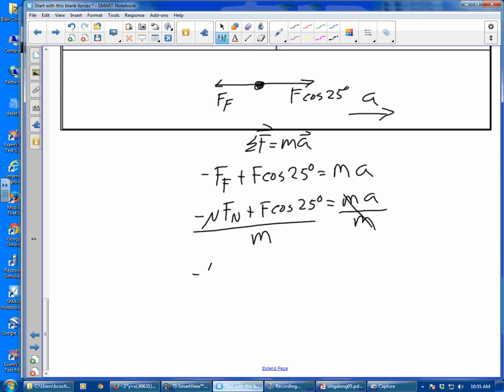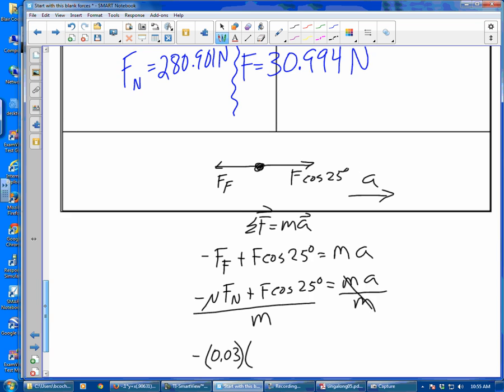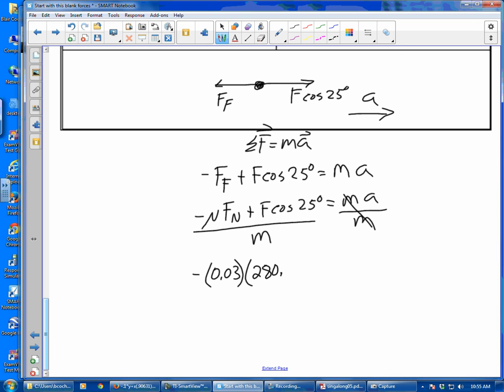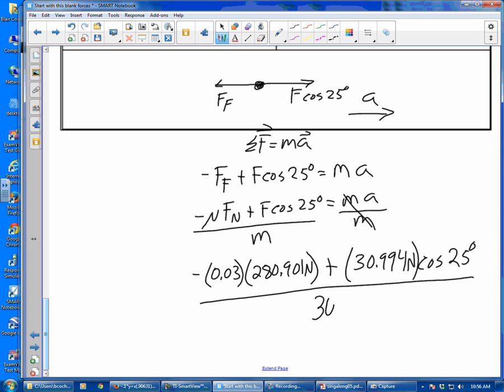So let's see, what do I know? I know mu, it's 0.03. I know force normal, 280.901. Remember, it's just started moving. So it's switched from static friction to kinetic. Once it's moving, it's kinetic friction. Plus F, which, what did I, 30.99 something? 994? I would use the exact number so you don't make any mistakes due to rounding. And my mass was 30 kilograms. All of this equals A.